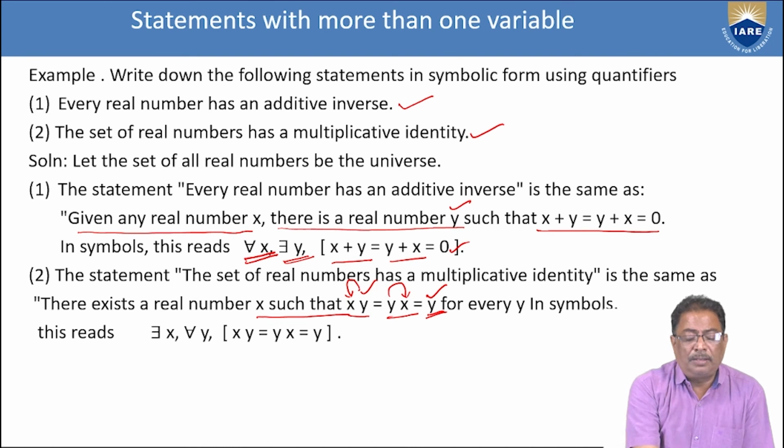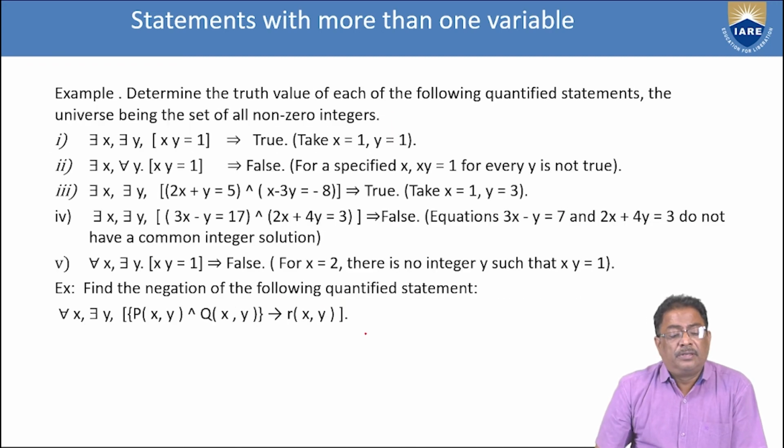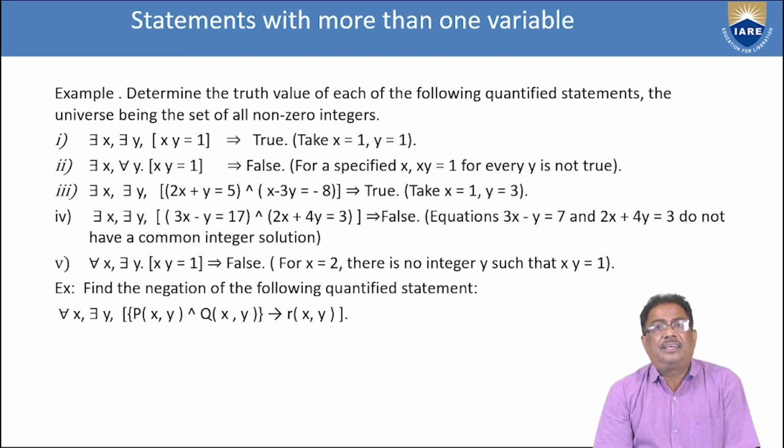So the multiplicative identity should be 1. And this is for every y. So there exists x for every y such that x into y is equal to y into x is equal to y. Now let us consider the other one.